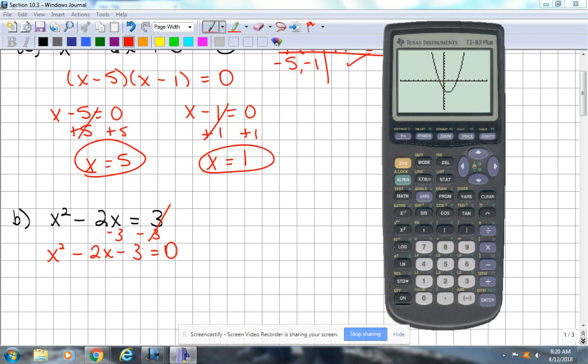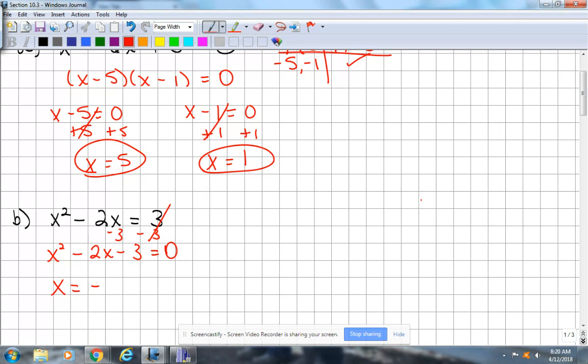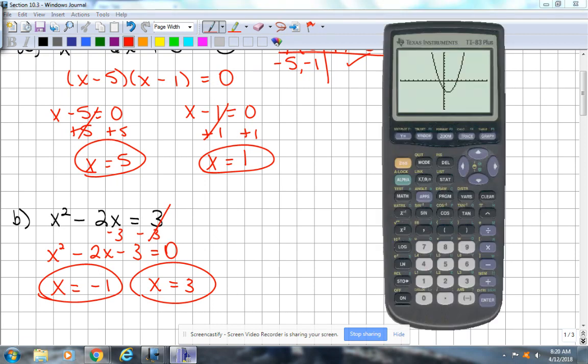Raise your hand if you do not see a parabola. Everybody good with the parabola? All right, so now we just have to find our 2 x-intercepts. Where am I crossing the x-axis? Negative 1 and positive 3. So you just go to your problem and say x equals negative 1 and x equals 3. Those are your two answers. Sound good? You're going to have questions like this on your quiz tomorrow.